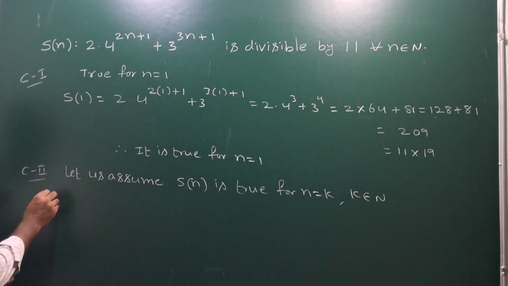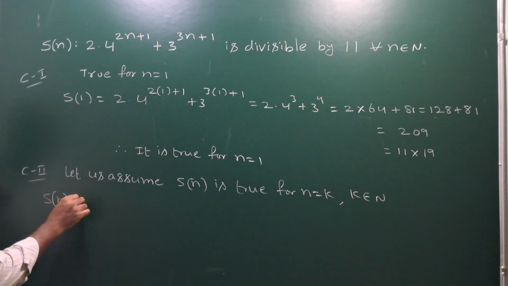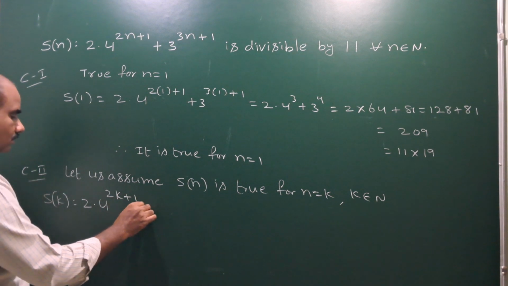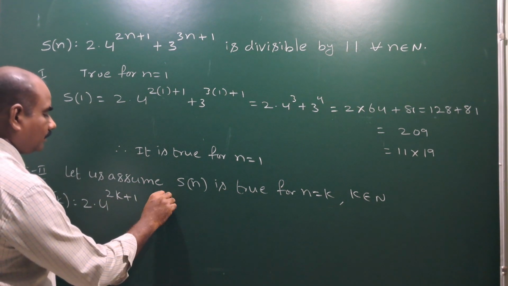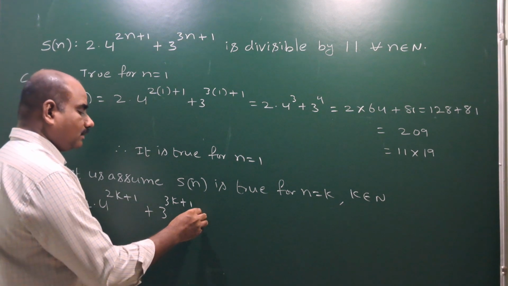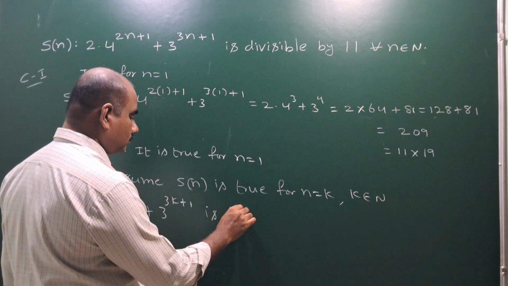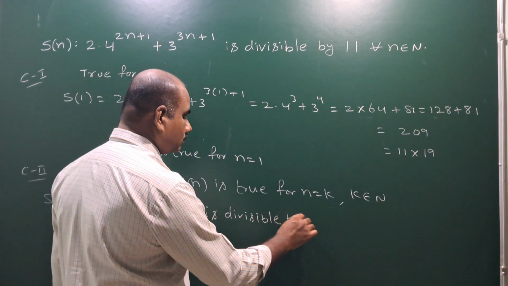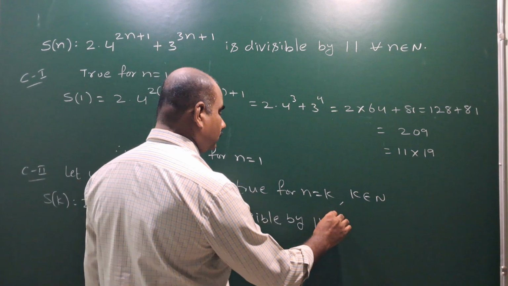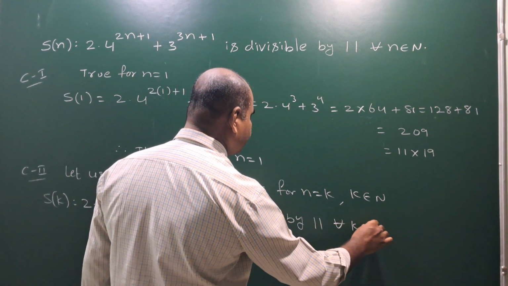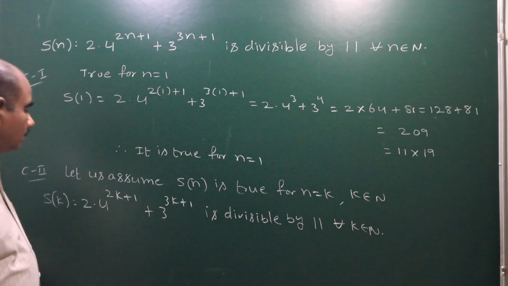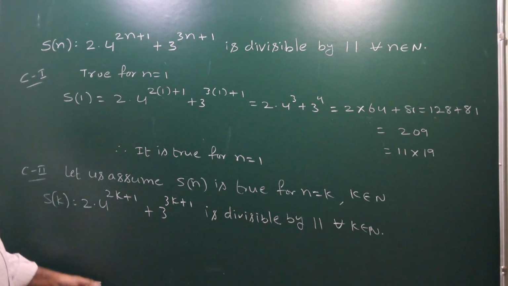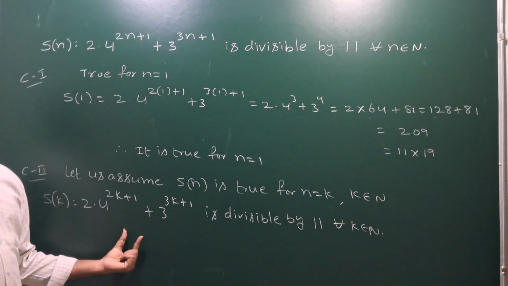Therefore, our statement becomes like this: S(k) = 2 × 4^(2k+1) + 3^(3k+1) is divisible by 11 for all k belonging to N. So this is our new statement: 2 × 4^(2k+1) + 3^(3k+1) is divisible by 11. So how many times is it divisible by 11?